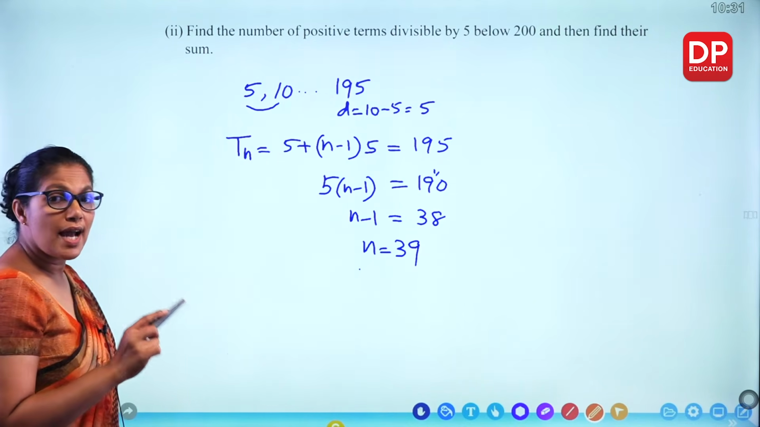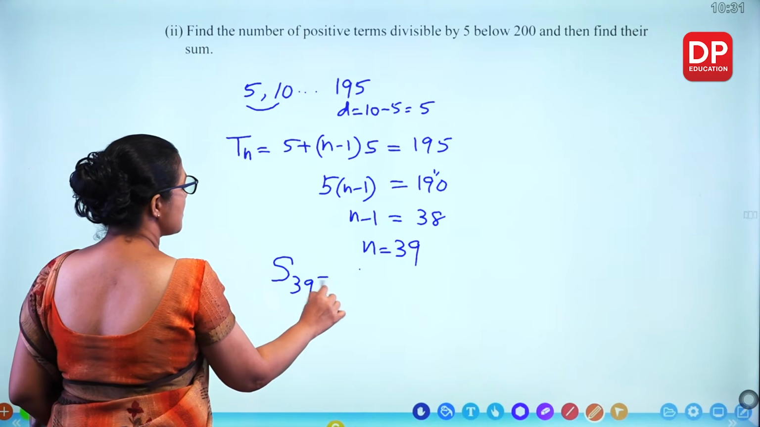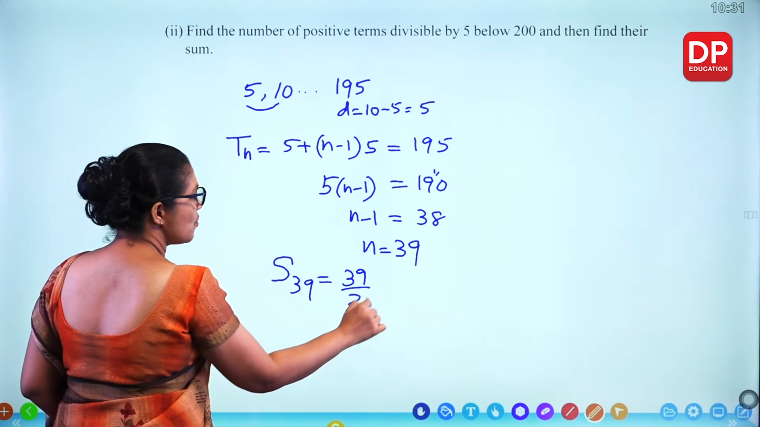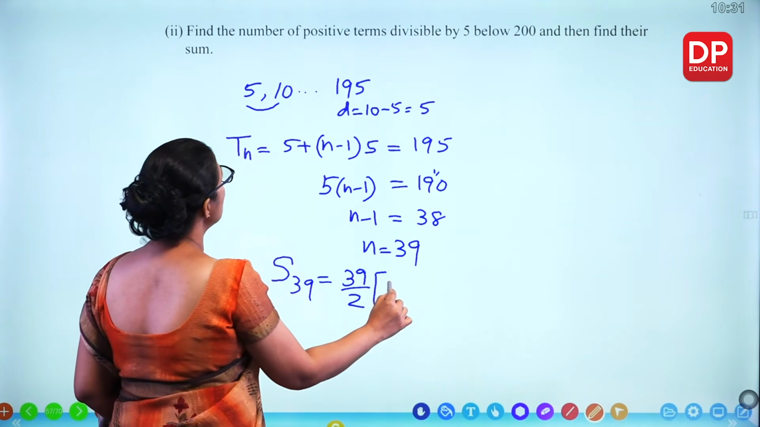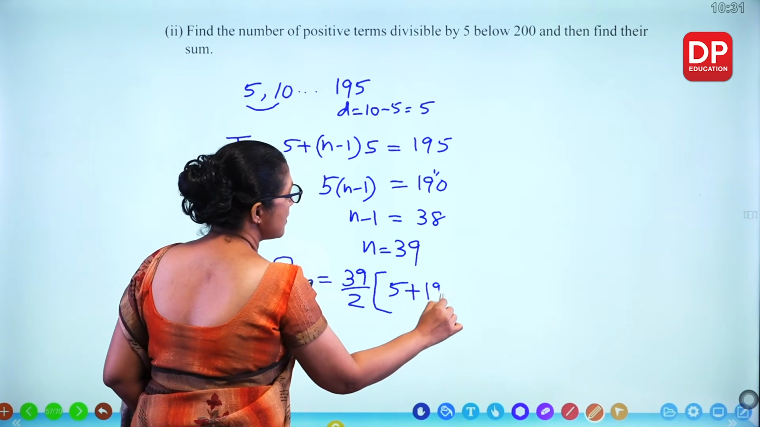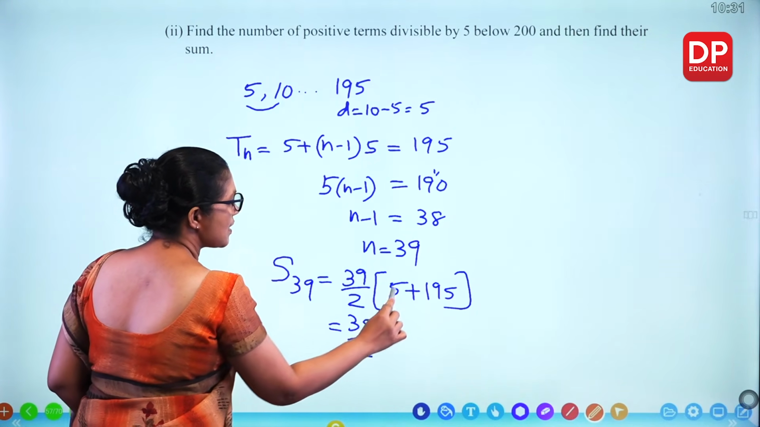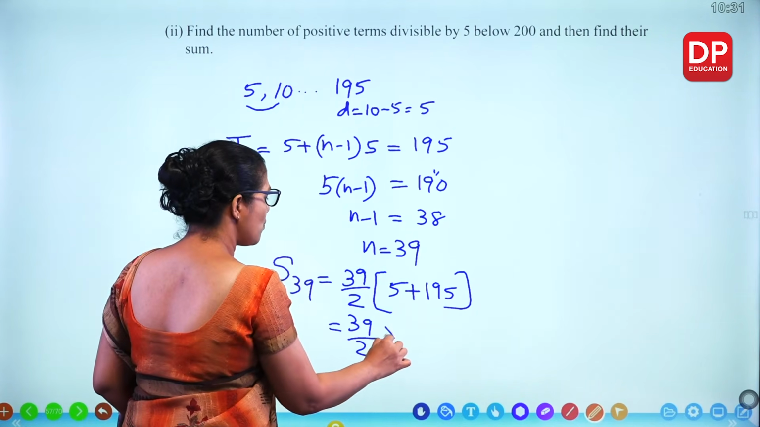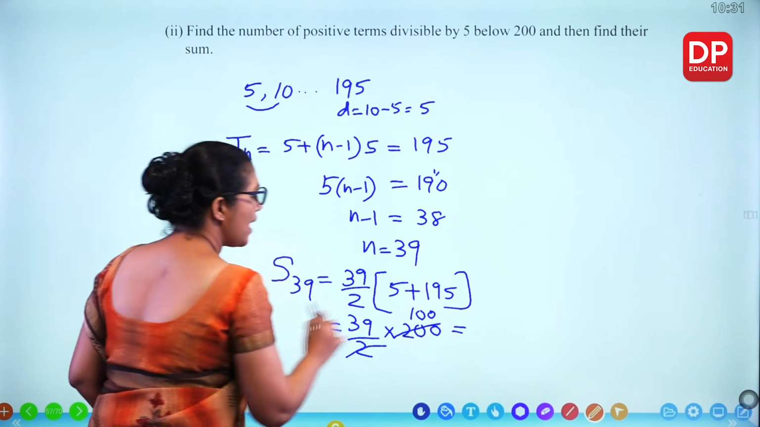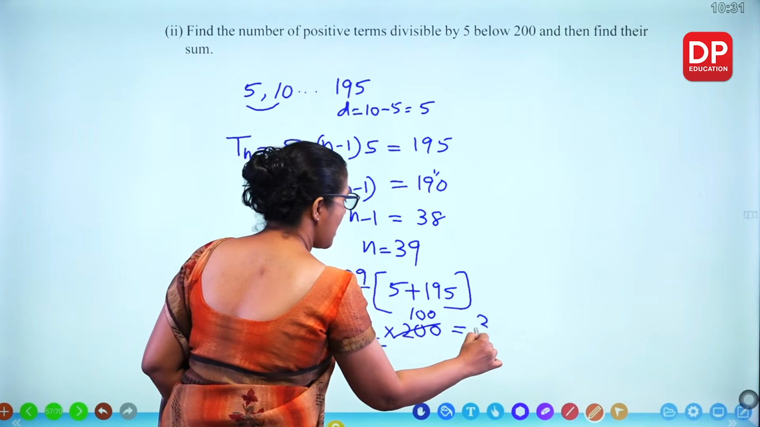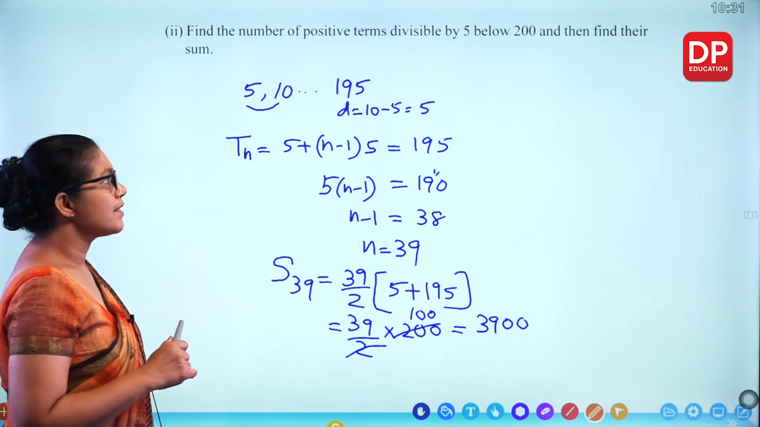Now there are 39 terms. Find the sum of 39 terms: 39 over 2. We know the first term and the last term, so you can just add them. So what's 5 plus 195? 200. So that means you multiply by 100. 3900.